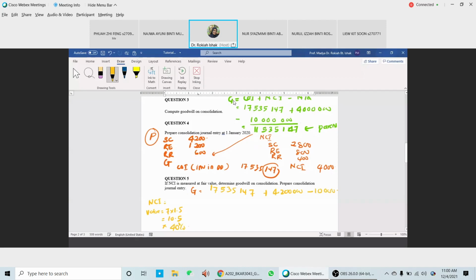So the goodwill that you're going to have here, 17 plus 4, you're going to have 21,737 minus 10. So you're going to have 11,735,147. Okay, this goodwill needs to be allocated to the parent and also to the NCI. For the parent, we already calculated 11,535,147. And then for the NCI, it will be the balance, 200 thousand.